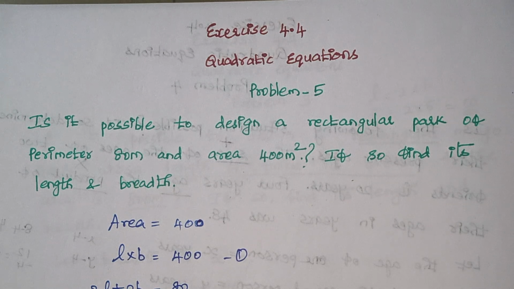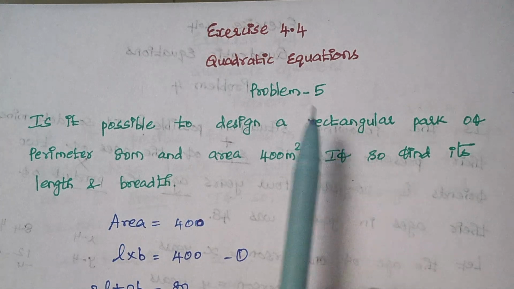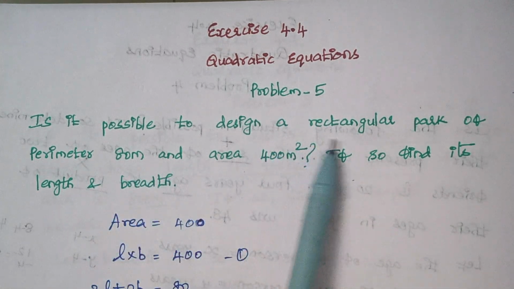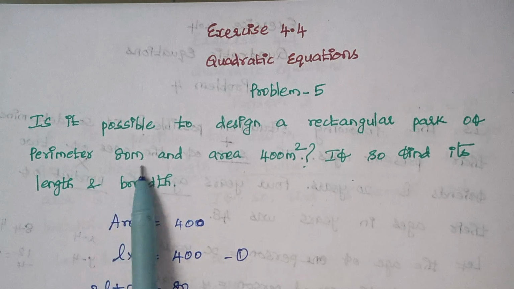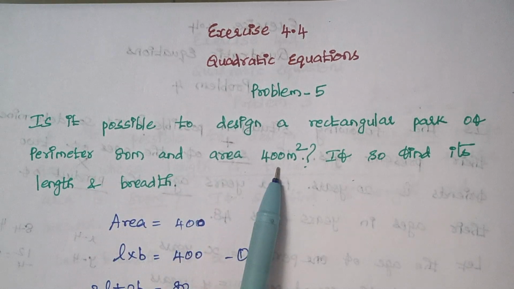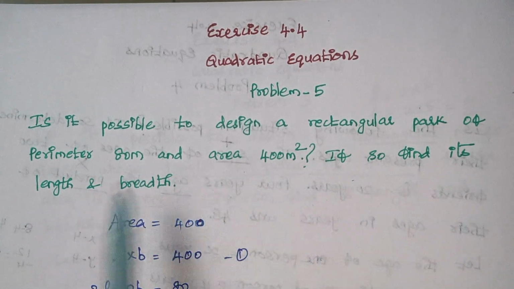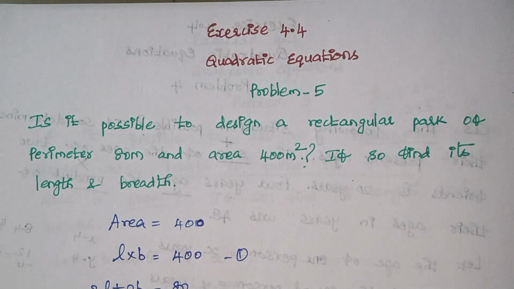Sorry, only one more problem to finish this chapter. We will continue the same. So the next is problem 5. Is it possible to design a rectangular park of perimeter 80 meters and area 400 meters square? If so, find its length and breadth.